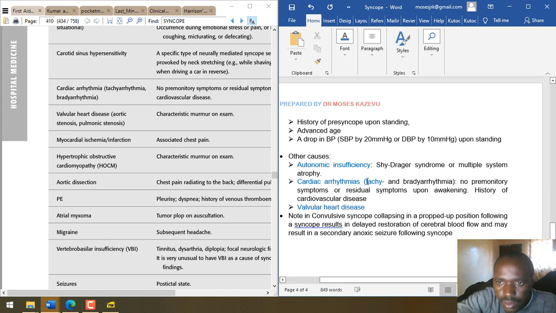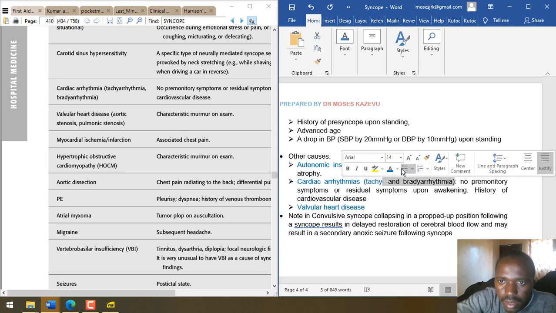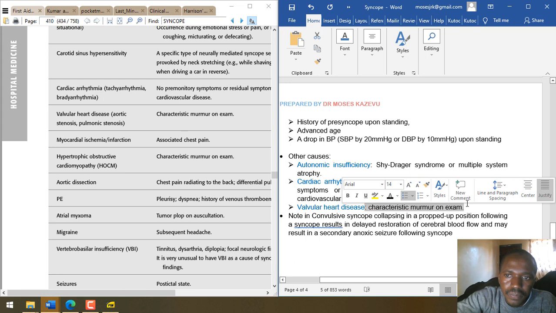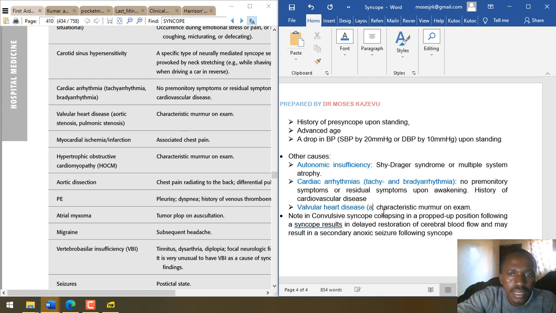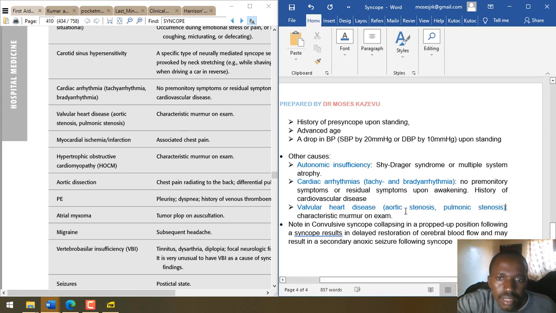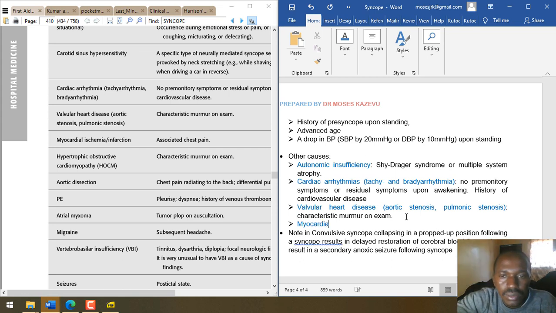So here, this doesn't look quite nice, so we can make this blue as well. So valvular heart disease, so this is characteristic murmur on exam. I don't know why it's not making them blue instead of changing it into black. So this should be changed to black here. Okay, so heart disease is what heart disease is. Aortic stenosis. What else? Pulmonic stenosis. Okay, so we have other myocardial ischemia. We can think of these as secondary types of syncope, because these are secondary conditions. So this will be associated with chest pain.